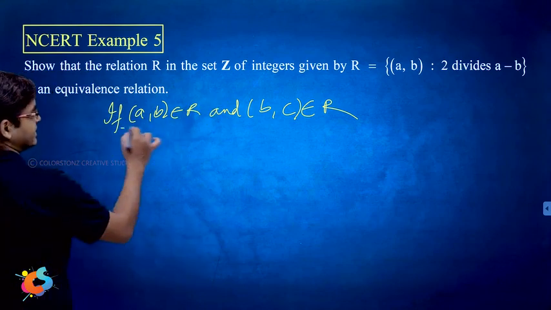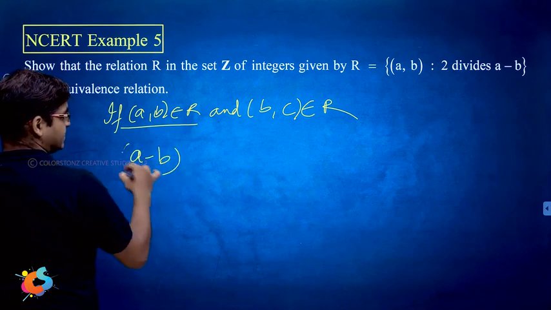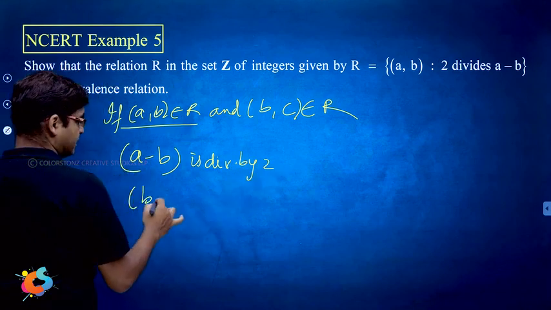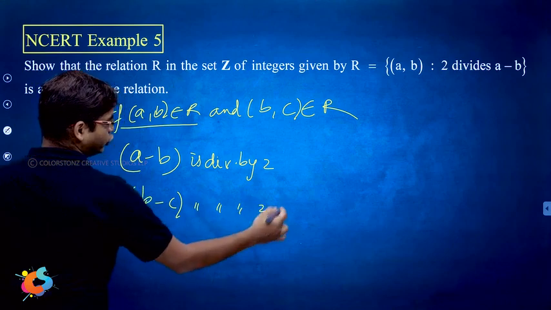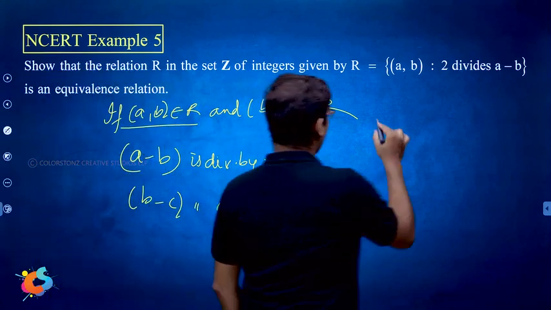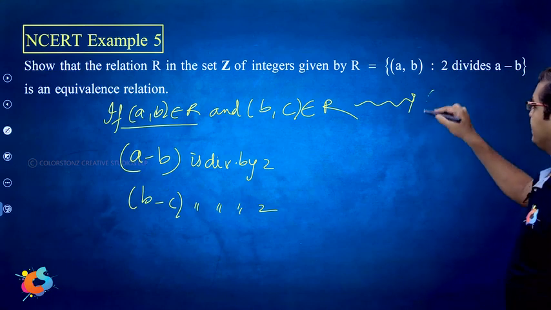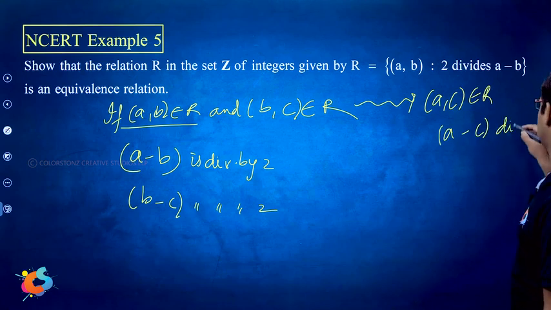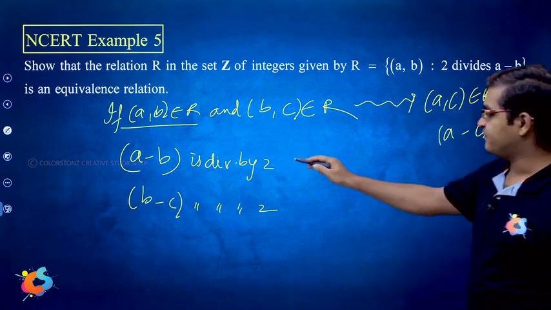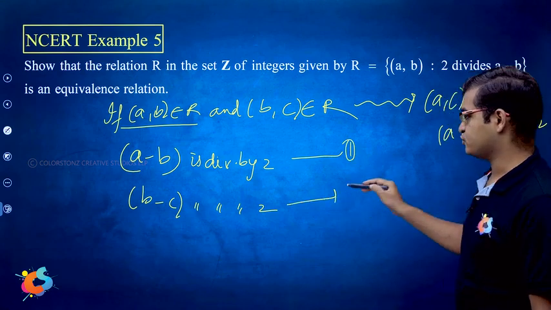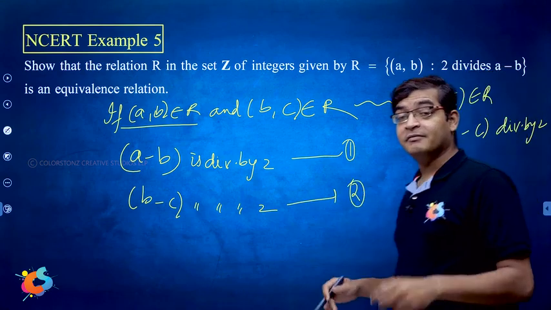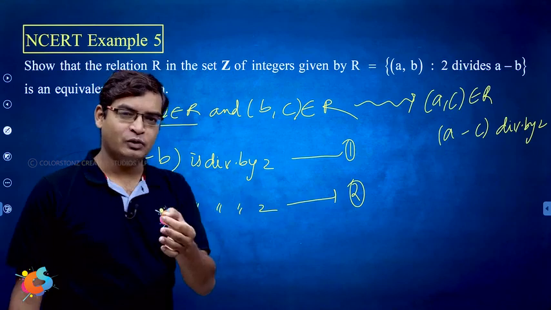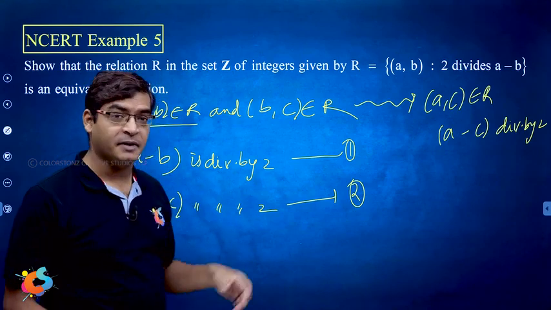That's all. So if this is happening, means a minus b is divisible by 2. And if this is happening, b minus c is also divisible by 2. So now from here, what we should prove for it to be transitive is that a comma c should belong to R, means a minus c should be divisible by 2. From this information, the first statement and the second statement, with these two statements, can you prove that this is true? Okay, so let us get into a little mathematics. It will be very helpful to see in that manner.